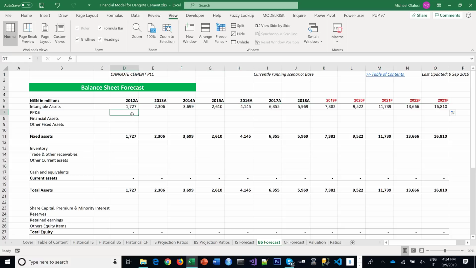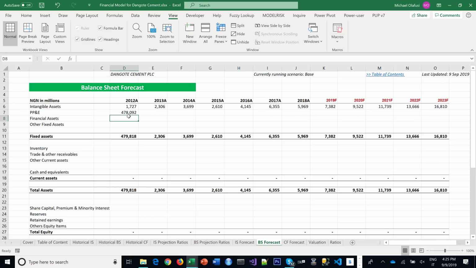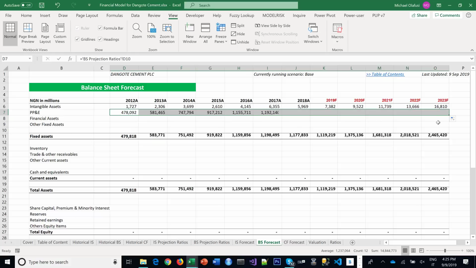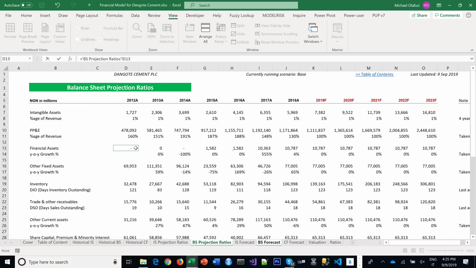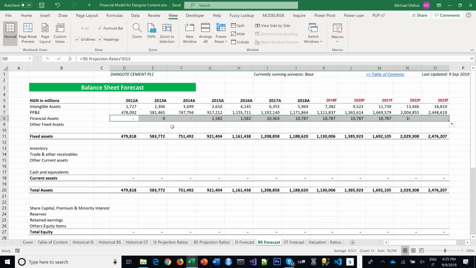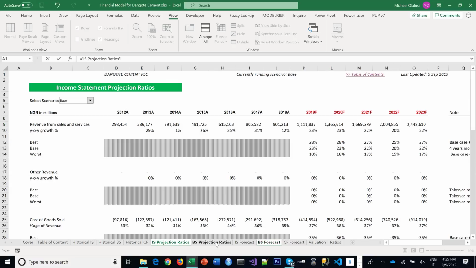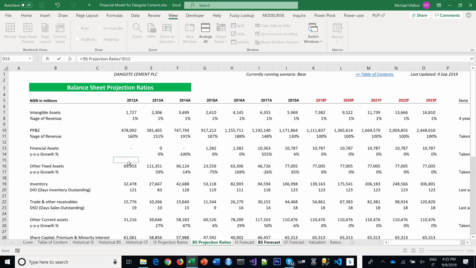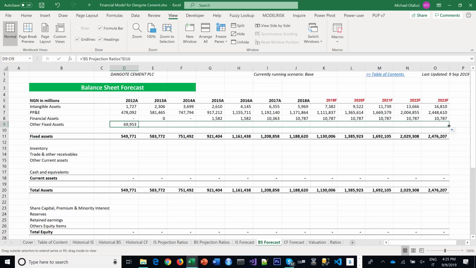And then for the PP and E, again likewise pick it, then I drag into the future. For the financial assets, I come here, I pick it. So you see, this is quite straightforward, right? I drag into the future, I pick the other fixed assets, I drag into the future.